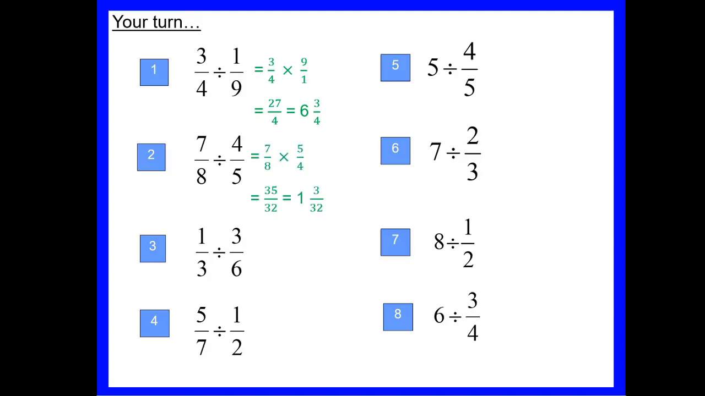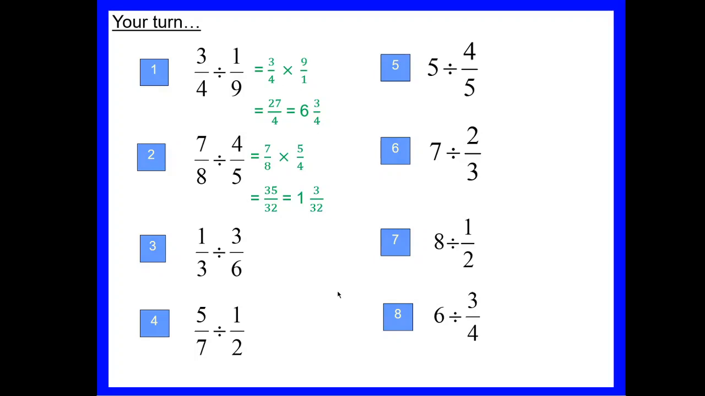For number 2, we're keeping the 7 out of 8, change the symbol to times and flip the second fraction. 7 times 5 is 35, 8 times 4 is 32. 32 fits into 35 1 whole time with 3 remainder back over the denominator of 32.